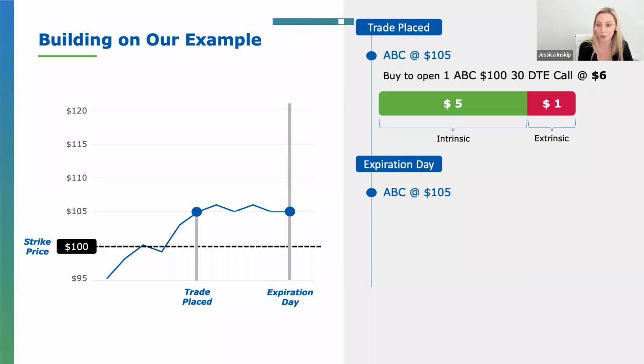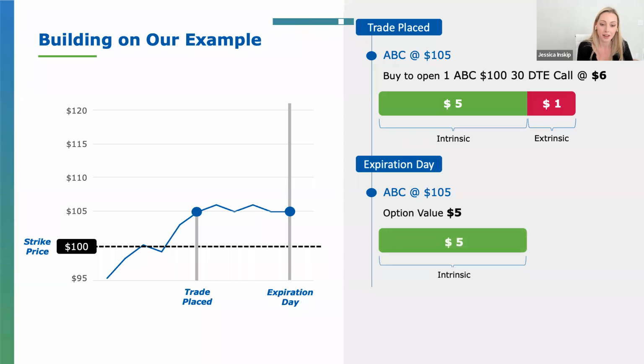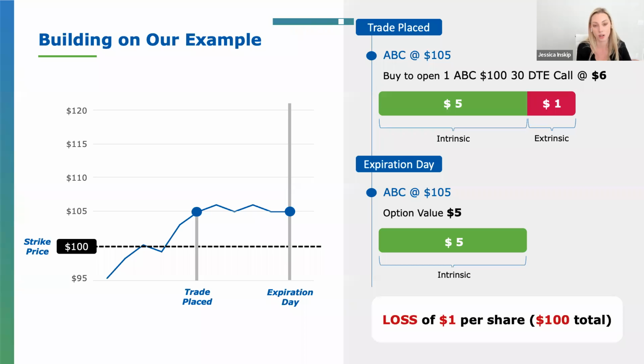Let's say it didn't go above our strike, and now we hit expiration and ABC is at 105. Well, the option is worth $5 at this point, because remember, if we can buy at 100 and immediately sell at 105, where the market is, it's worth $5 of intrinsic value. But now the option has lost all of its extrinsic value. So that's the time value component that's completely depleted, that we're unable to recapture. Therefore, we actually have a loss of $1 per share, because that time that we purchased has escaped from us.